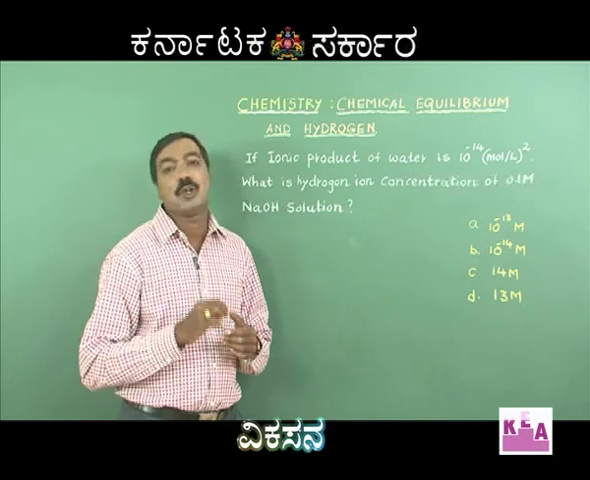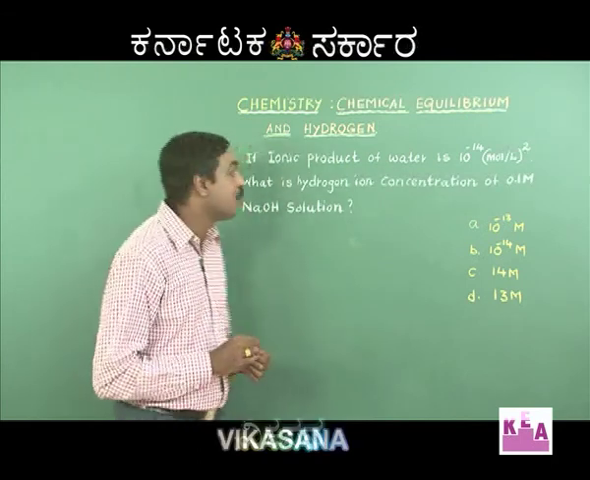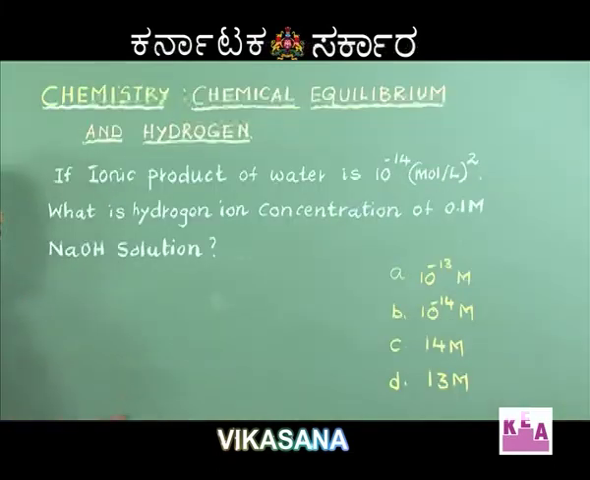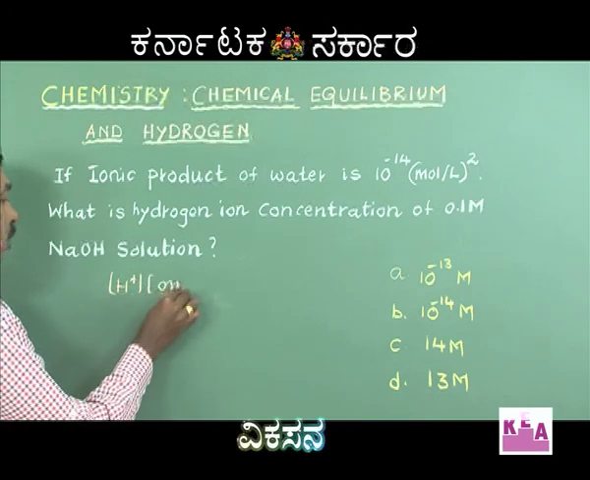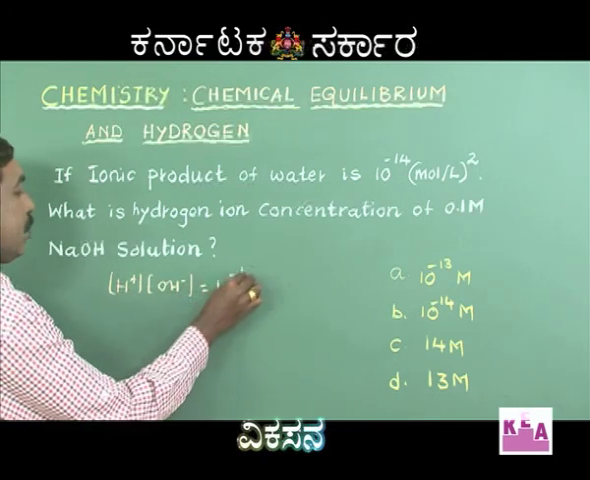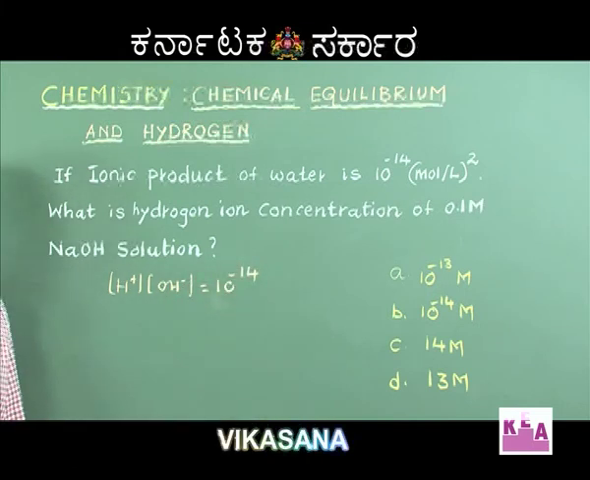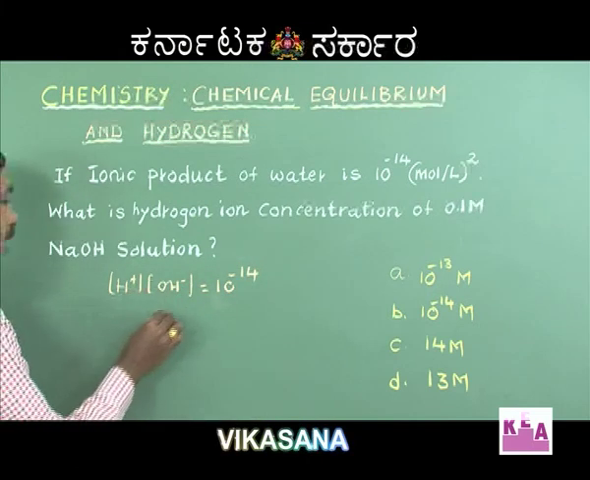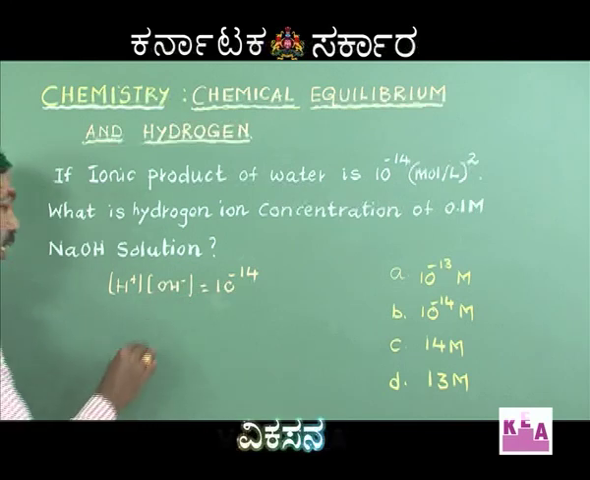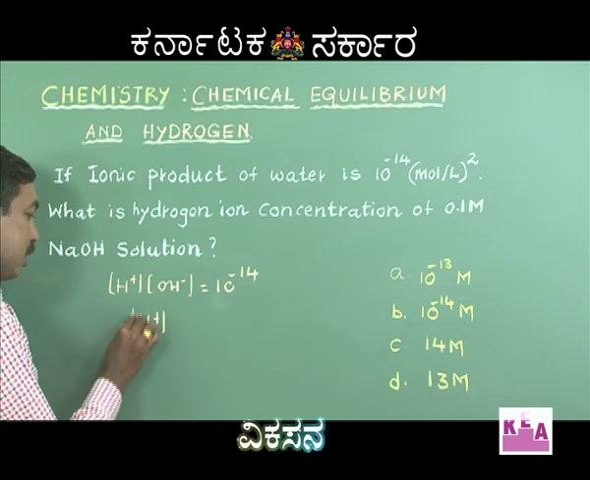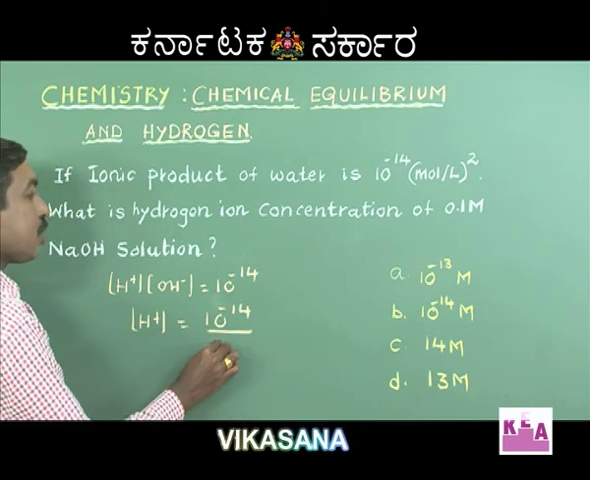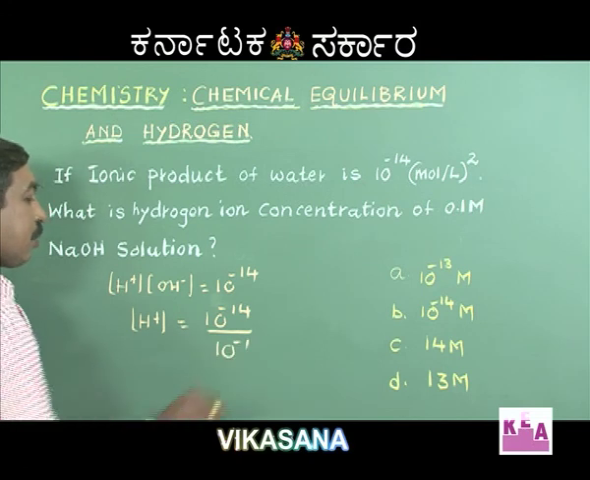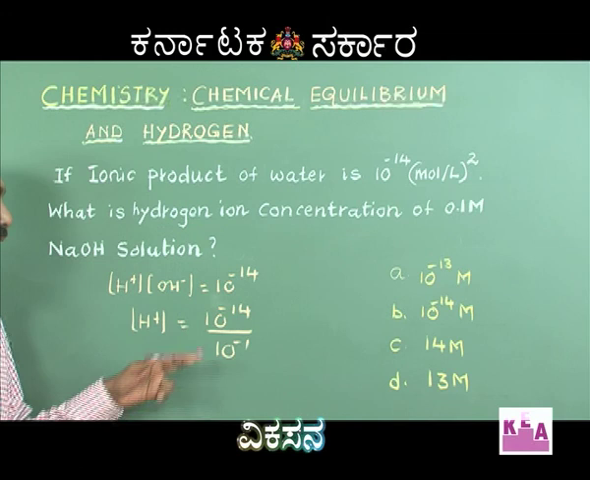What is the H plus ion concentration, it is asking you. If you could decipher the ionic product of water, I write it as H plus ion concentration times OH minus ion concentration is equal to 10 power minus 14 mole per liter the whole square. Now, given the data for OH minus ion concentration, it is asking you to calculate the H plus ion concentration, which is 10 power minus 14 divided by OH minus ion concentration, which is 10 power minus 1. I get the answer as 10 to the power of minus 13 molar.